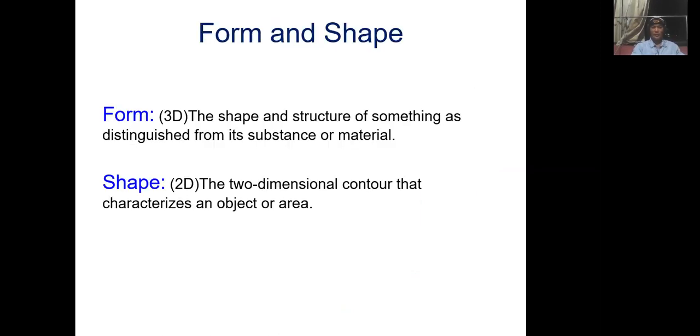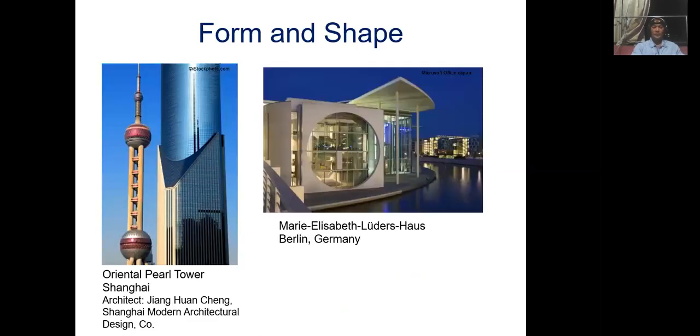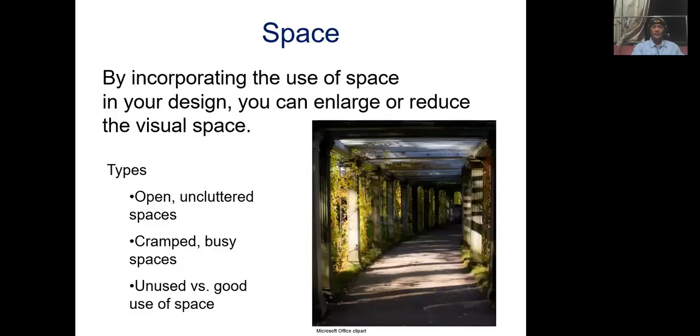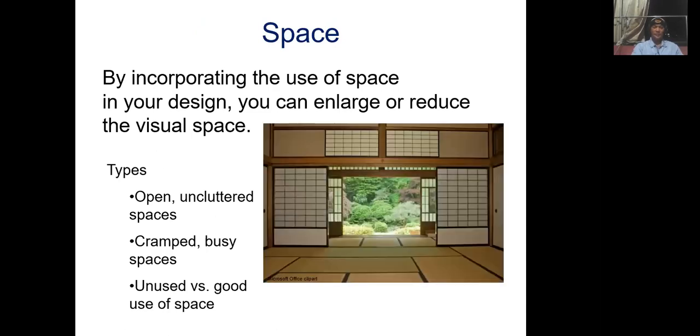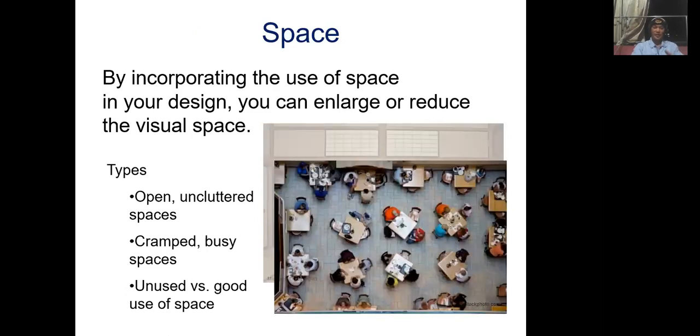We have form and shape. When you say form, it is composed of three-dimensional shapes. When you talk about shape, it's limited to two dimensions. Here it is translated into architecture. Then we have space. How do you incorporate space in your design? You can enlarge visual spaces. We have open and cluttered spaces, cramped or used versus unused spaces, like how you design tables in a restaurant to maximize the space.